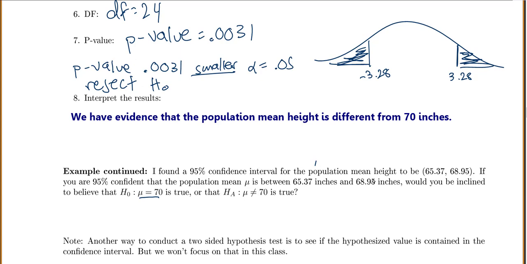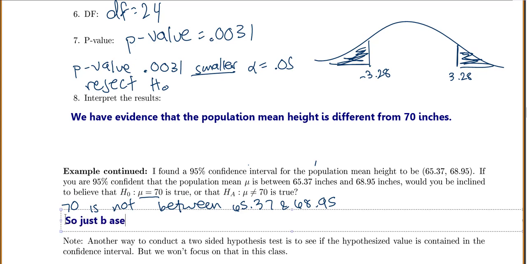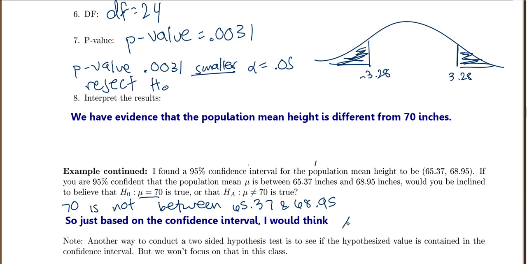Well, is 70 inside that confidence interval? So 70 is not between 65.37 and 68.95. So just based on the confidence interval, I would think that mu is not equal to 70 because 70 is not in that confidence interval.